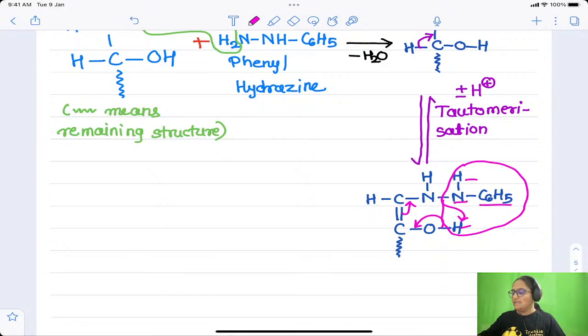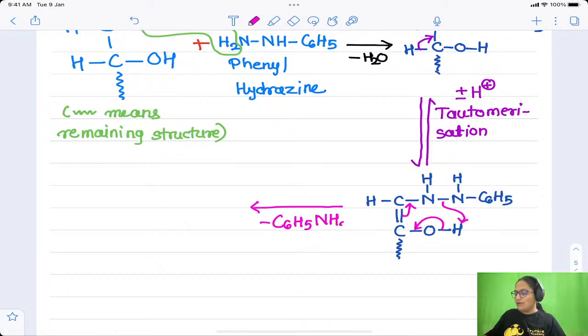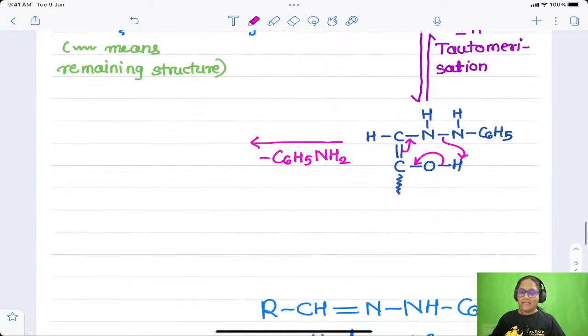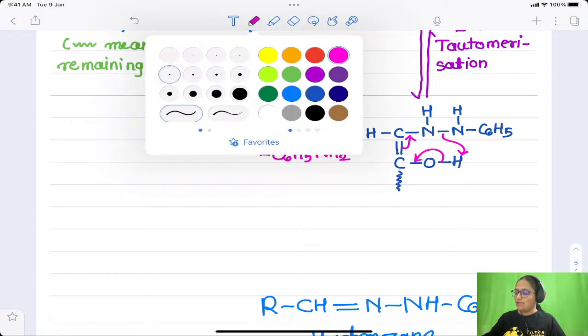C6H5NH2 will be lost. So that I am going to write down on the arrow, which is nothing but one of the byproducts, minus C6H5NH2, which I have written already in the general reaction. C6H5NH2 is one of the byproducts, which is nothing but your aniline molecule. After loss of aniline molecule, let us see what we are getting.